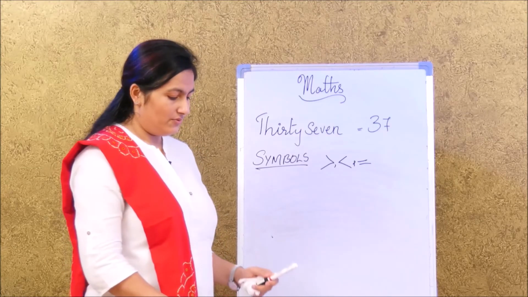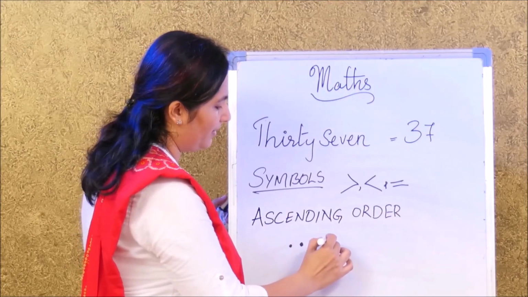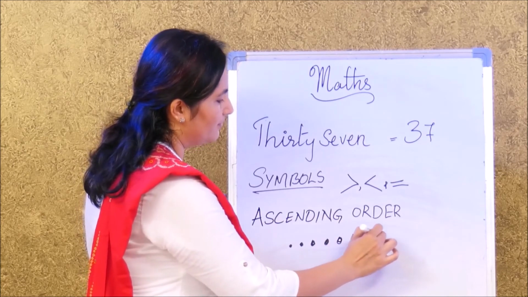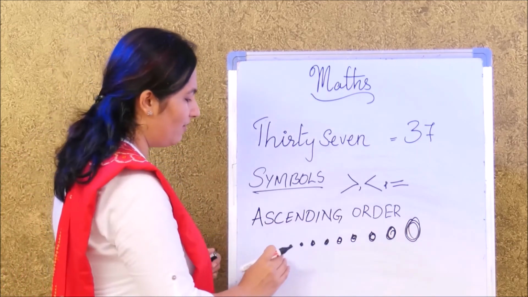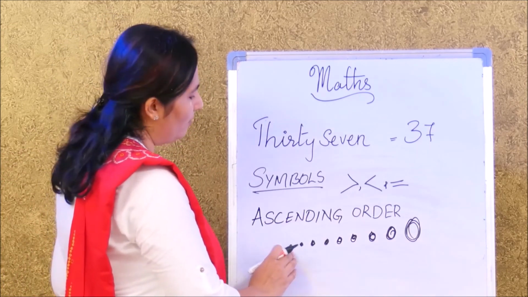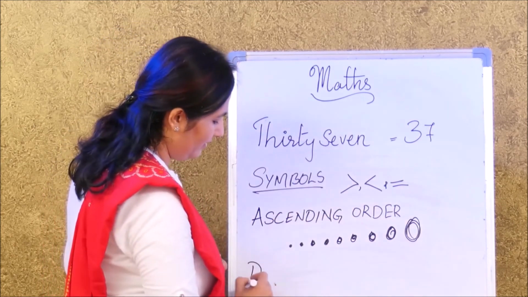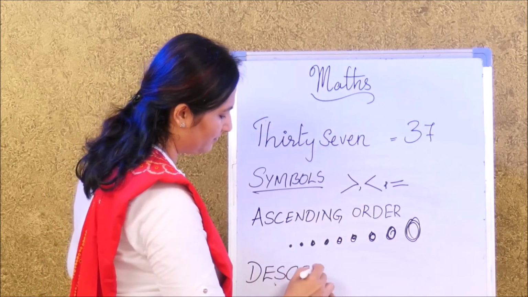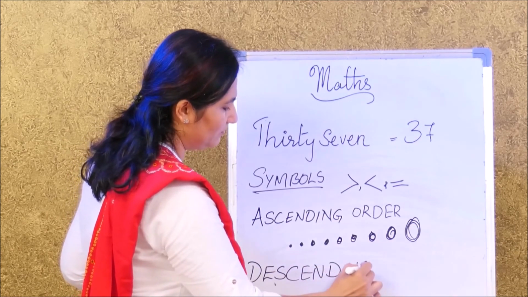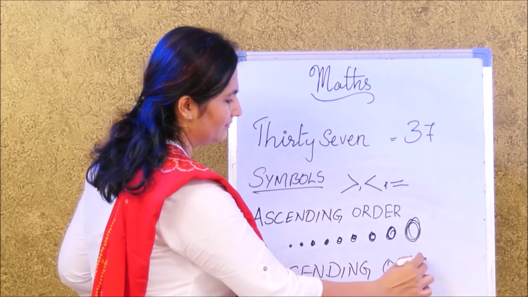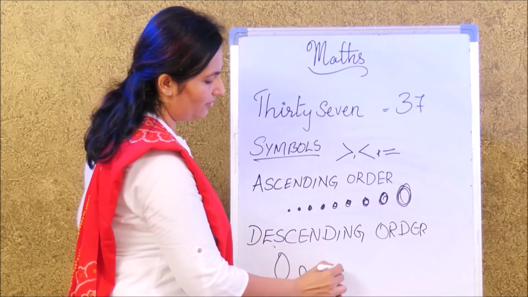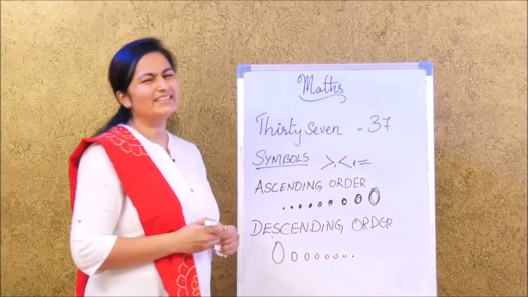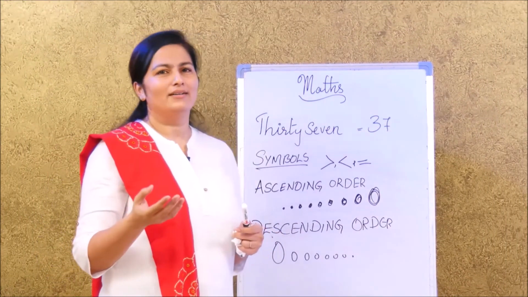Now, moving on to ascending orders. Small, big, big, big. Just an easy way for you to remember. Ascending order is from the small one to the big one, and then descending order, we'll take this big one, small, small, small, small, small, small. Okay, just a simple example for you to remember.